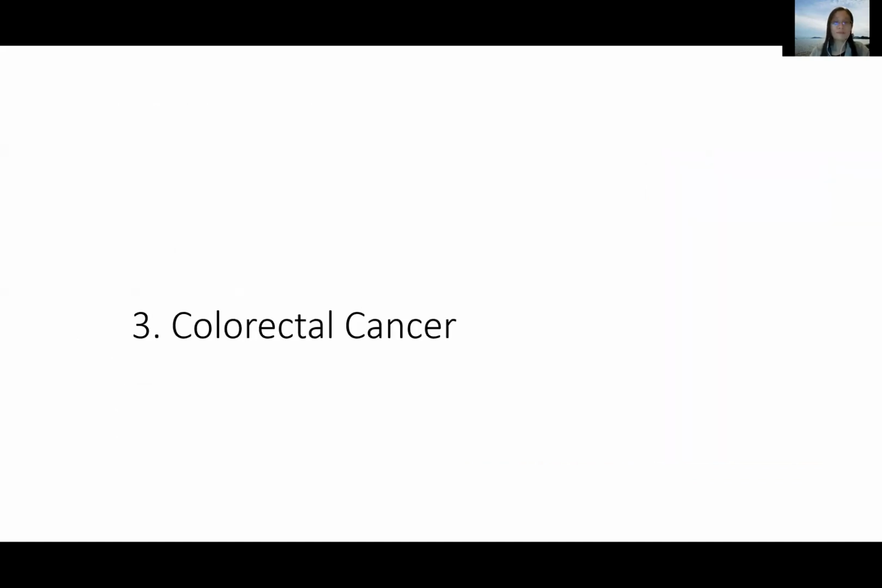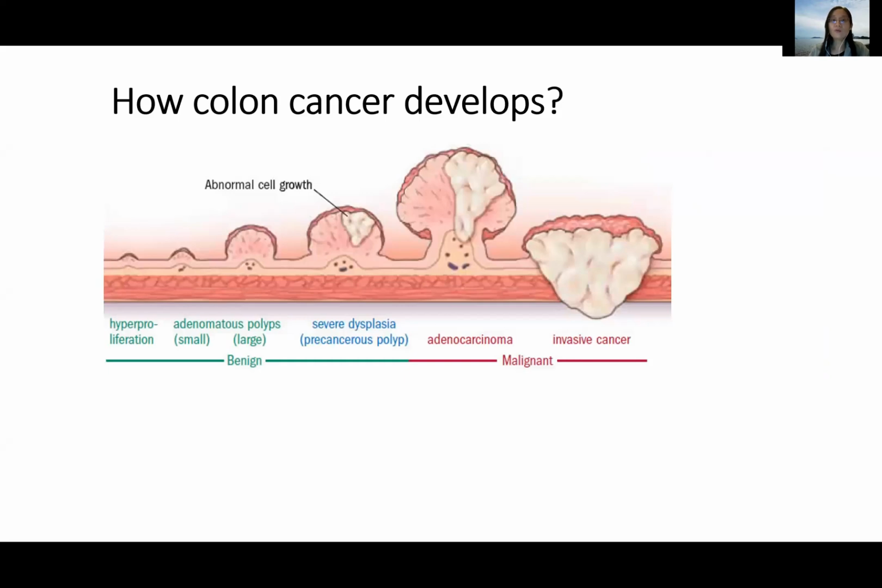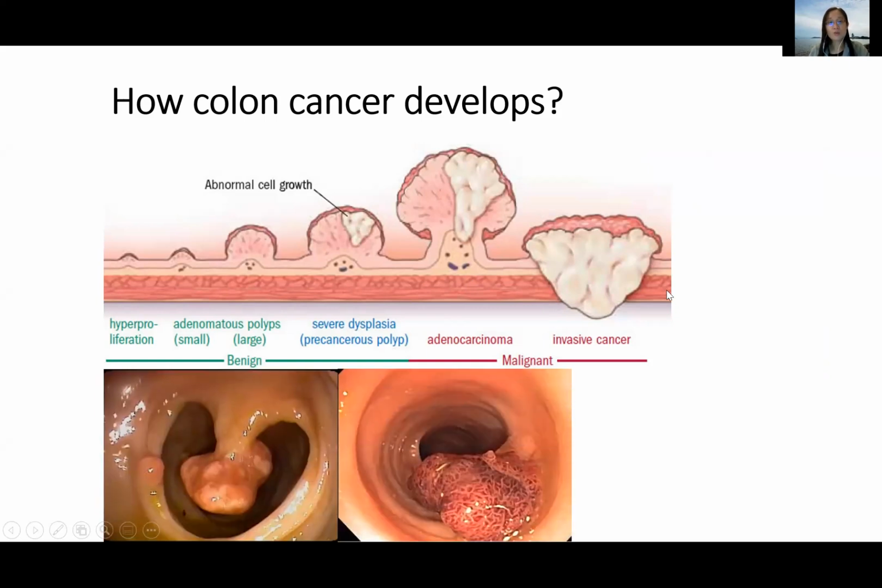Colorectal cancer is the second commonest cancer amongst males and females. So how does it happen? Usually they start off with a small polyp, which we call an adenomatous polyp. Then as time goes by, it grows bigger and bigger, and areas can get dysplasia, abnormal cells starting to form, and later on it can invade into the underlying tissue, especially the muscle layer, and become an invasive tumor.